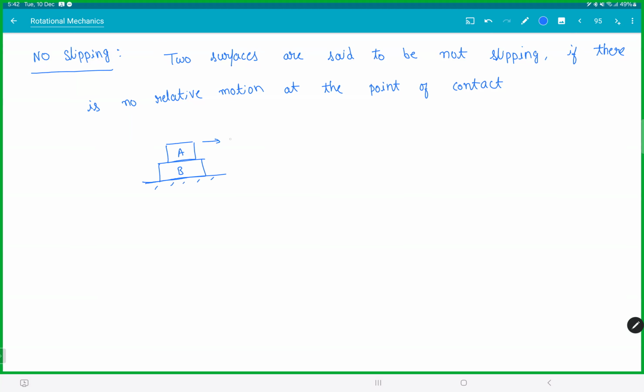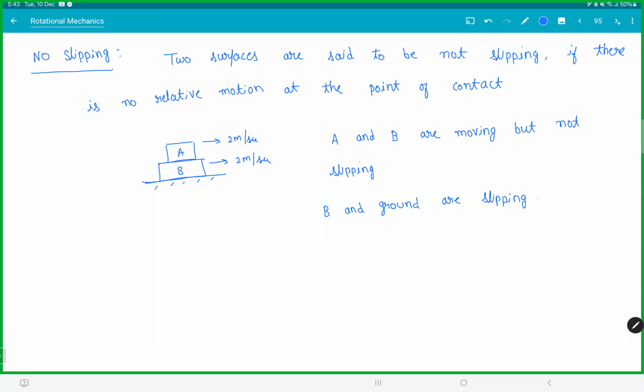If you say this is going with 2 meters per second, this is also going with 2 meters per second. If you see here, A and B are moving, but not slipping, because they have the same velocity. But if you look at B and the ground, they are slipping because the ground is at rest, whereas B is moving.